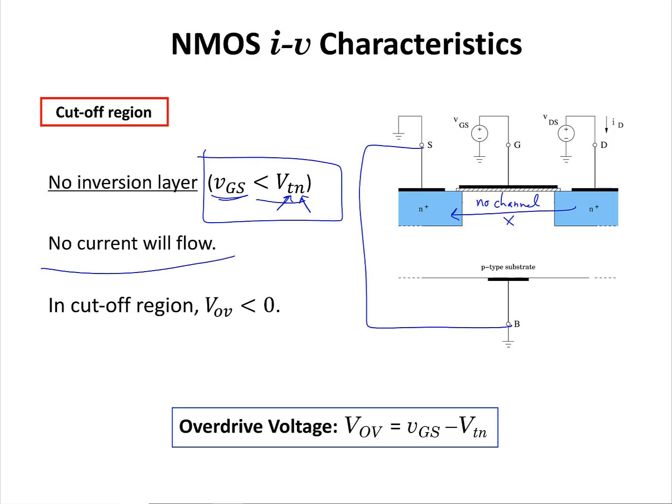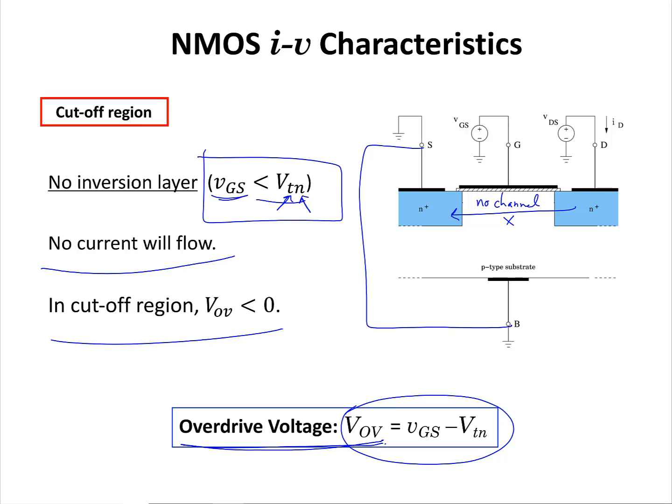There is an important terminology in MOSFET transistors, and that is overdrive voltage. V overdrive is defined as the difference between V_GS and V threshold of the MOSFET. So V overdrive for an NMOS transistor is V_GS minus V_TN. In the cutoff region, V overdrive is less than 0.